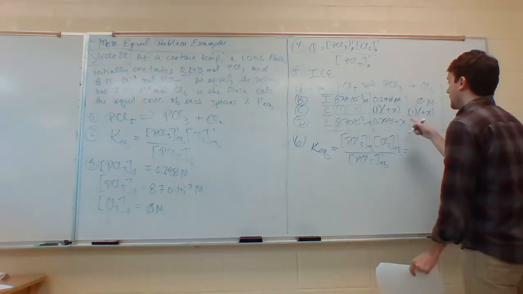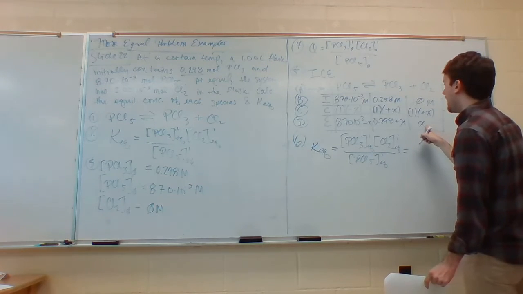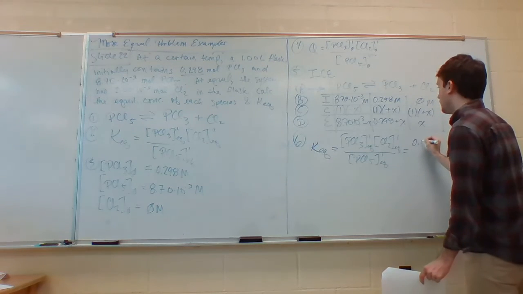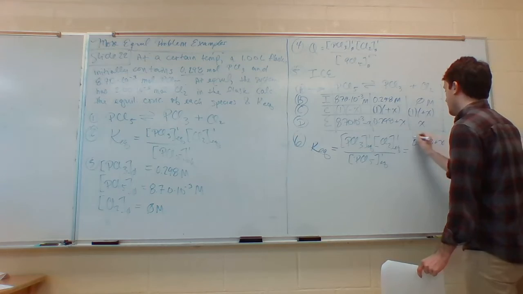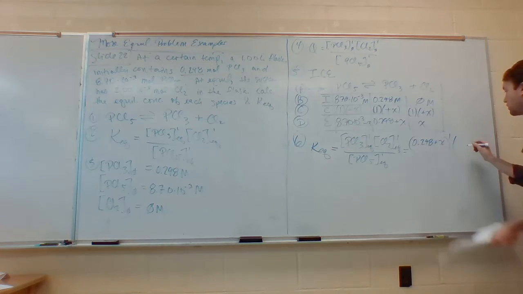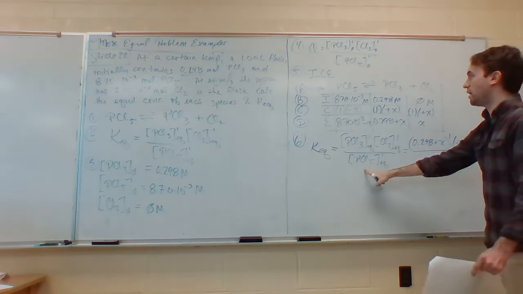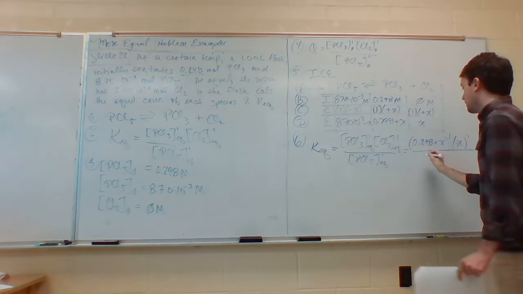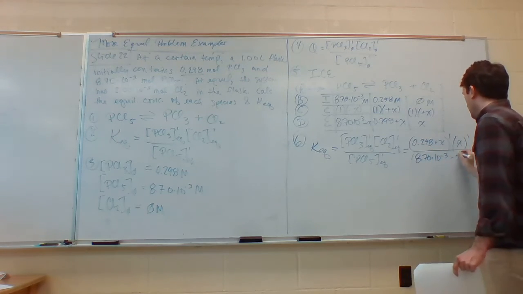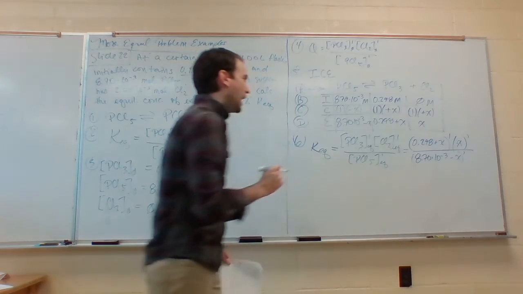Okay, so I'm going to plug in. I've got 0.298 plus X. That's my concentration of PCl3 to the first. Then I've got my Cl2, which is X to the first, and I divide that by my PCl5 at equilibrium, which was 8.70 times 10 to the negative third minus X to the first. Okay, now that would be my expression for KEQ.